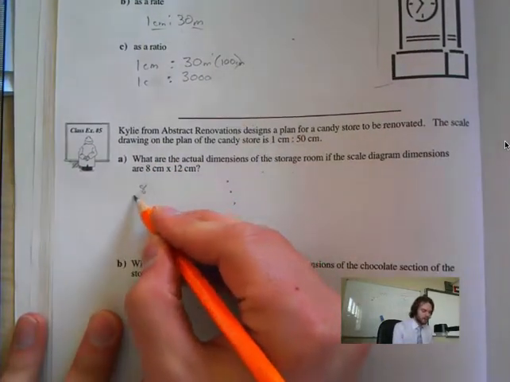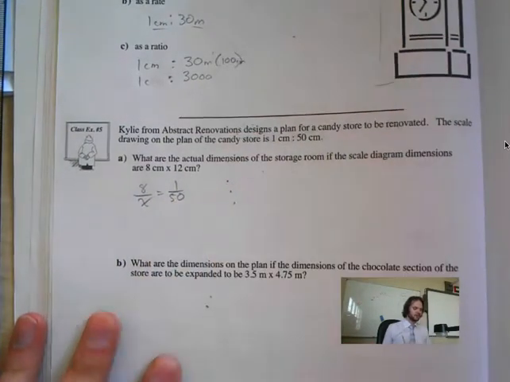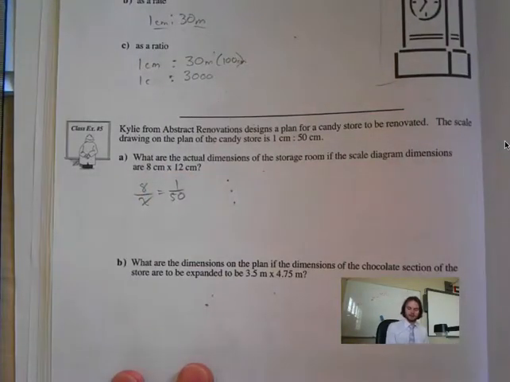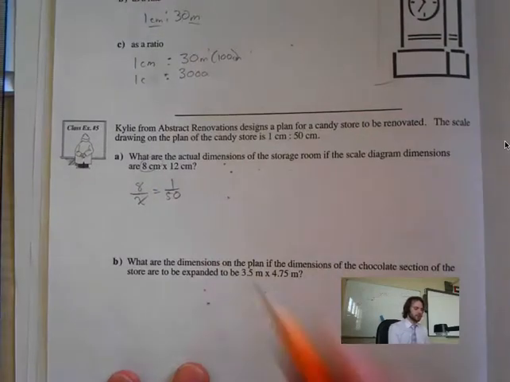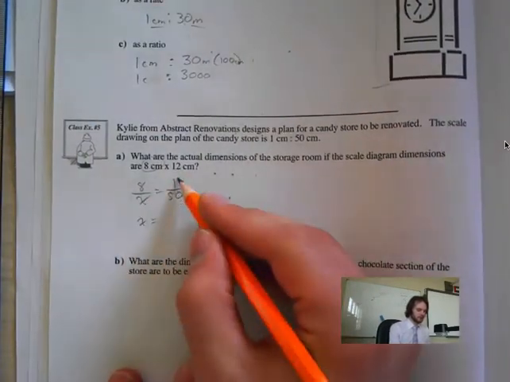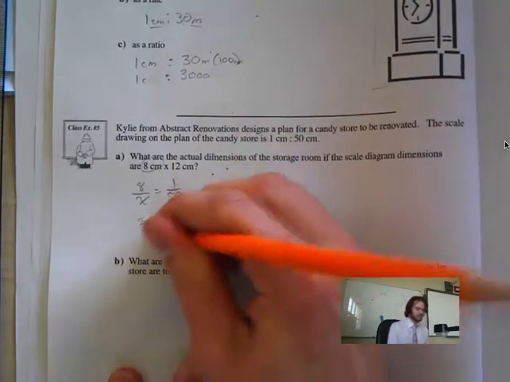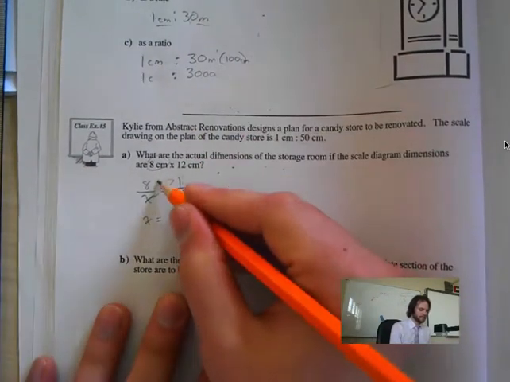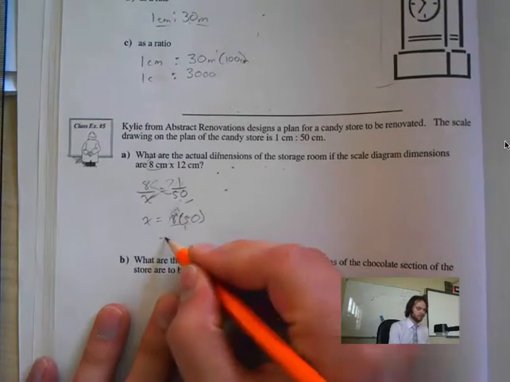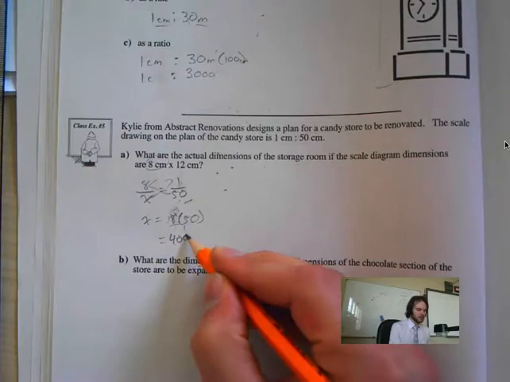Well, if I look at this, we have 1 centimeter to 50 centimeters. So I'm going to say we have 8 over x is equal to 1 over 50. Okay? So I want to solve for x here. So we're going to first look at my 8 centimeters. That is going to be x is equal to 8 over, multiply by 50, right? So we cross multiply. It's going to be equal to 8 multiplied by 50 and divided by 1. So we end up getting 8 multiplied by 50 is 400 centimeters.